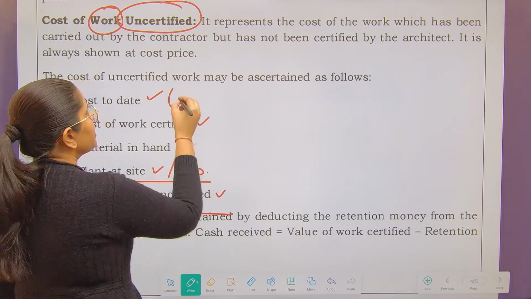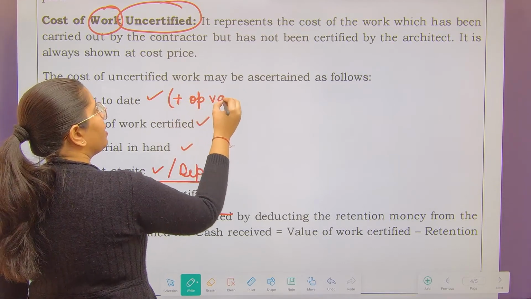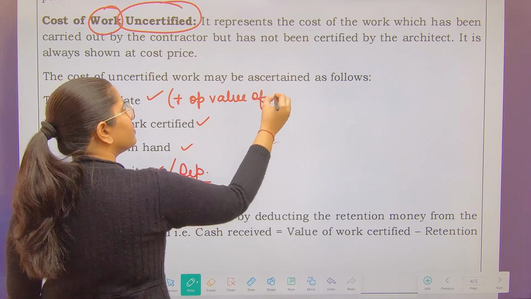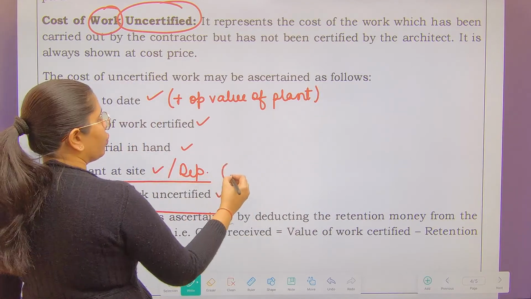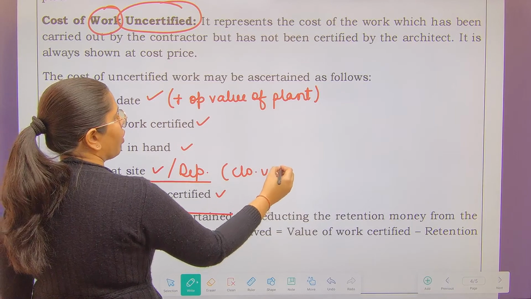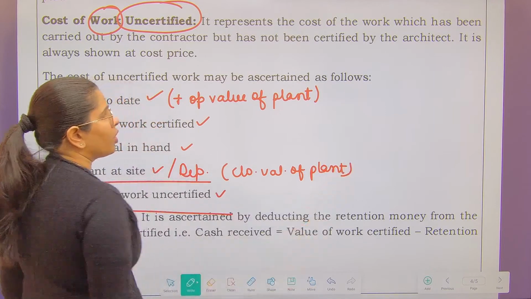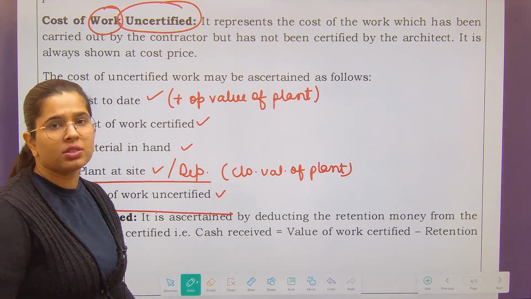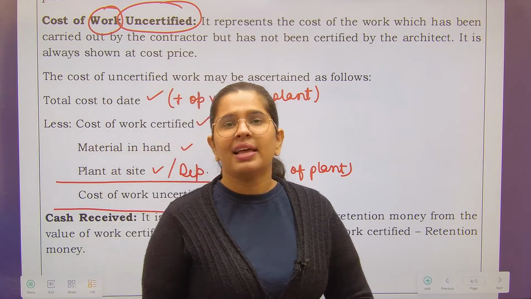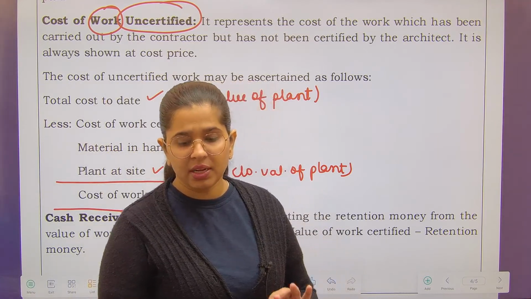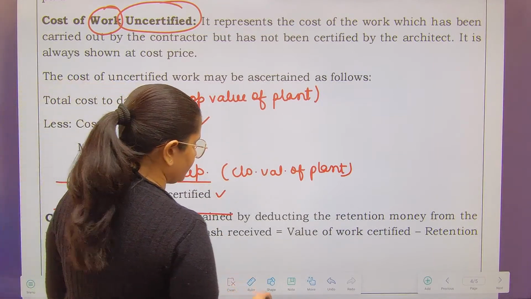But plant at site means in total cost up to date, you will add opening value of plant and here you are writing closing value of plant. Automatically, if at the start of the contract opening value of plant was 10 lakhs and at the closing the closing value is 7 lakhs, that means 3 lakh rupees has been used. So that is your total cost. And this is how work uncertified will be calculated.